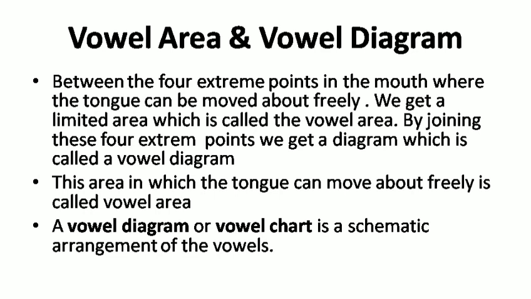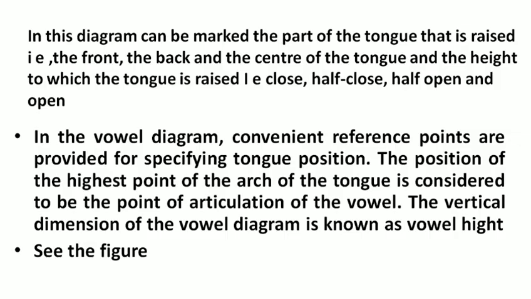That is a schematic arrangement of the vowels. See the next slide. In this diagram can be marked the part of the tongue that is raised, i.e. the front, the back, the center of the tongue, and the height to which the tongue is raised, i.e. close vowel, half close vowel, half open and open vowels. In this vowel diagram, convenient reference points are provided for specifying tongue position. Some points are given in these four extreme points. That means in this vowel diagram, this is how we refer to these points.